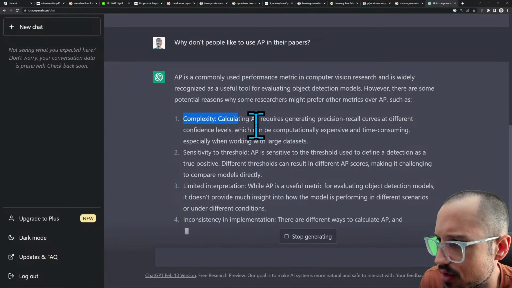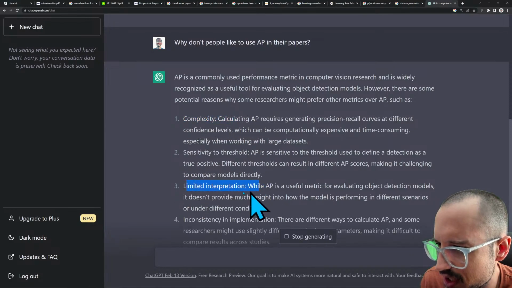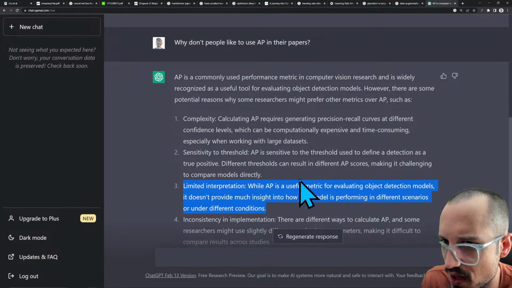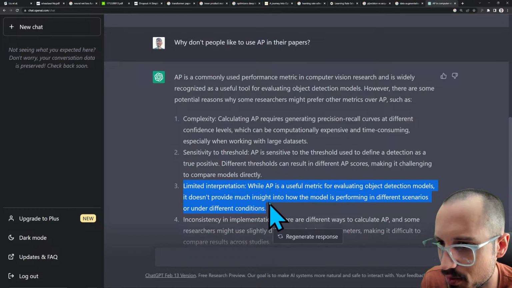Complexity. Yeah, this is what I was saying, limited interpretation, where I just feel like because it's this aggregate metric, it just becomes more complicated and unnecessary. And you don't really know what it's actually saying.